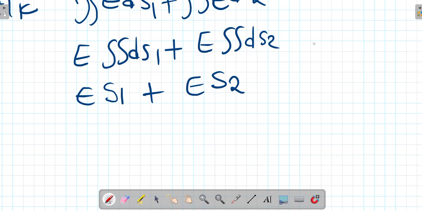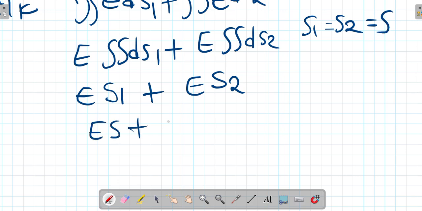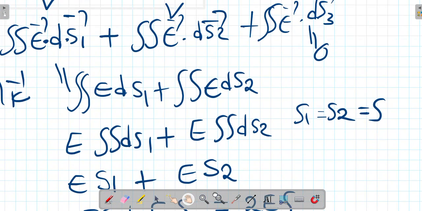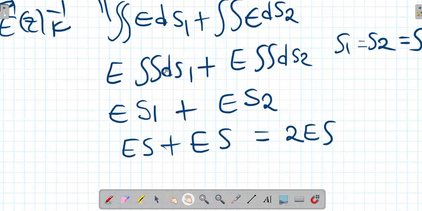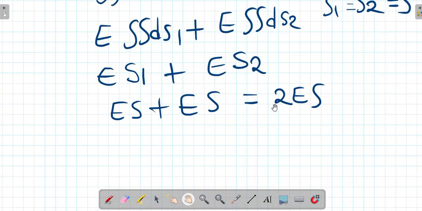Now we know that S1 is equal to S2 from the diagram, so let's call this S. So ES plus ES, this is going to be what? 2ES, as simple as that. So we've established that the left hand side of the theorem of Gauss simplifies to 2ES.